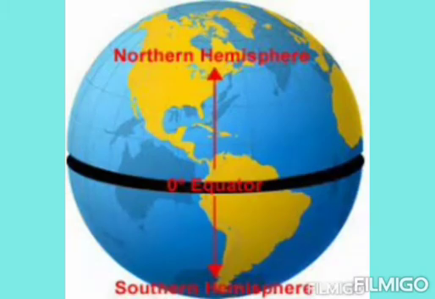Next we see the southern hemisphere. The area of the earth from the equator, 0 degree, to the south pole, 90 degree south, is called the southern hemisphere. The location of any country or place is based on these divisions of the hemispheres.